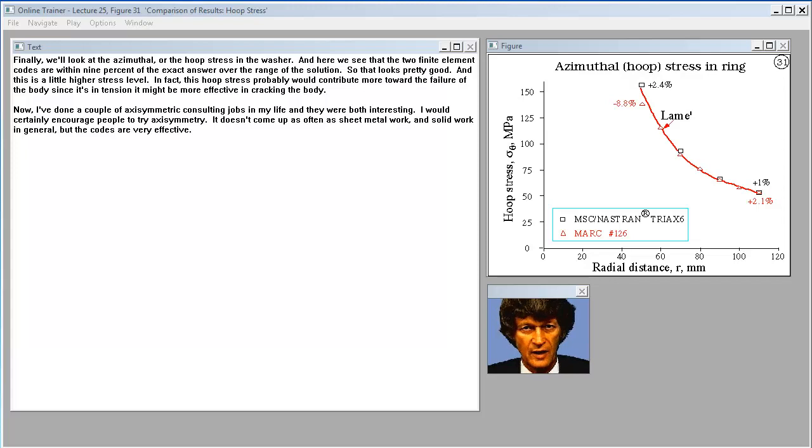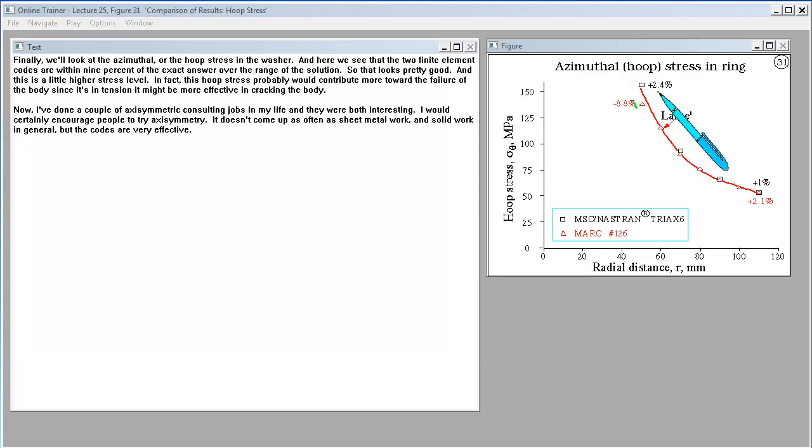Finally, we'll look at the azimuthal, or the hoop stress, in the washer. And here we see that the two finite element codes are within 9% of the exact answer over the range of the solution. So that looks pretty good. And this is a little higher stress level. In fact, this hoop stress probably would contribute more toward the failure of the body, since it's in tension and might be more effective in cracking the body.